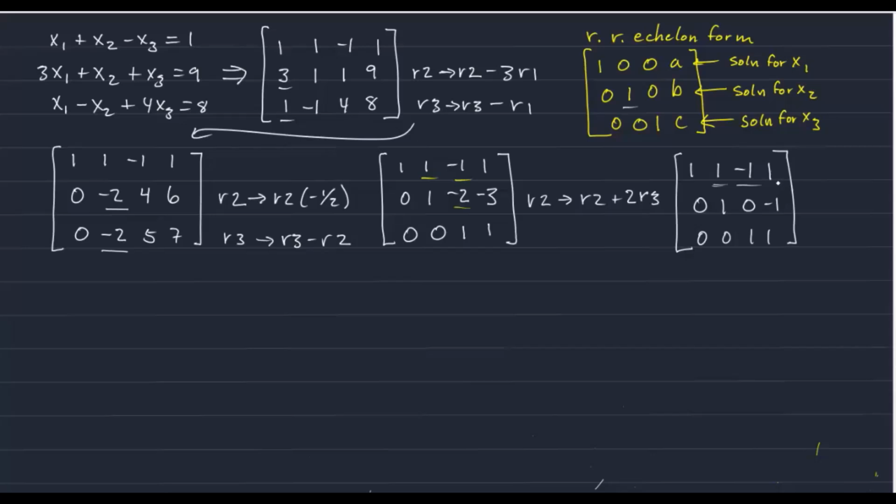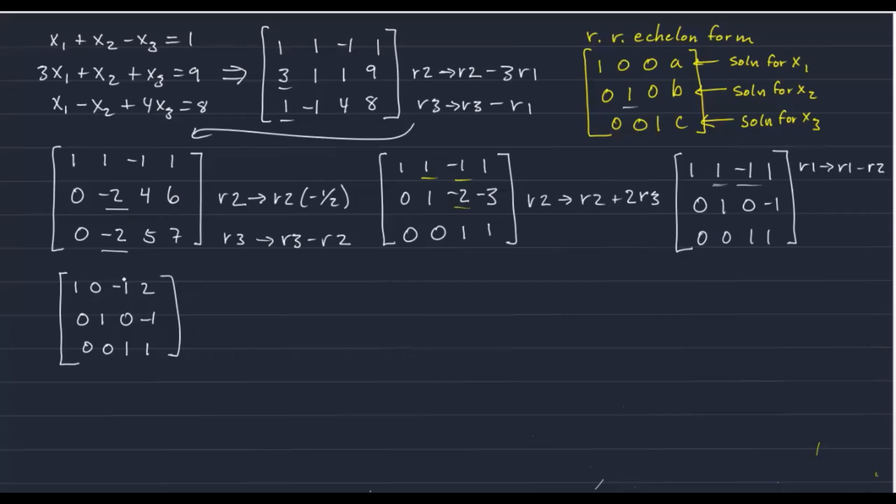And we can start by just subtracting row 2 from row 1. And that will give us a 1, a 0, and a 0 minus a 1, minus 1 minus a 0 is still minus 1. And we have 1 minus a minus 1 is 2. And we have 0, 1, 0, minus 1, 0, 0, 1, 1.